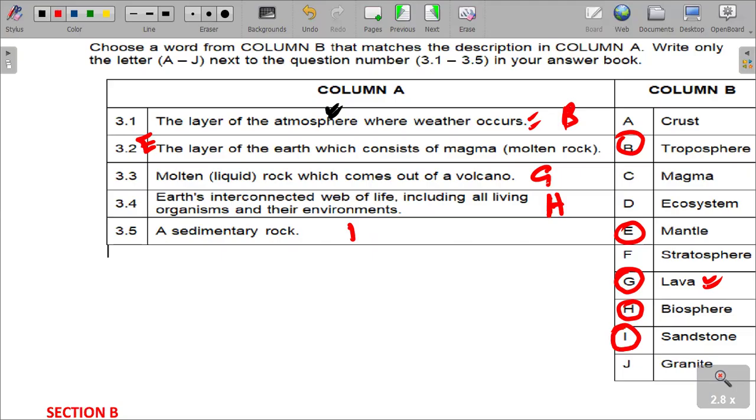Among the types of rocks, we have metamorphic rocks, igneous rocks, and also sedimentary rocks. Each one of them has its own types of rocks that also form there.